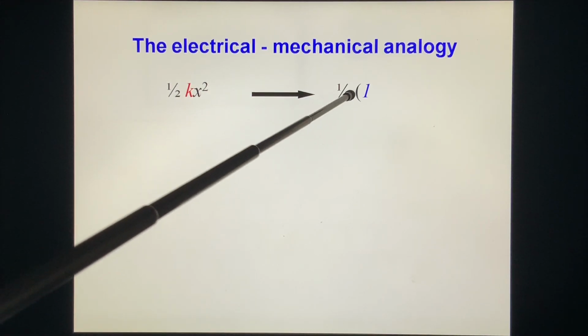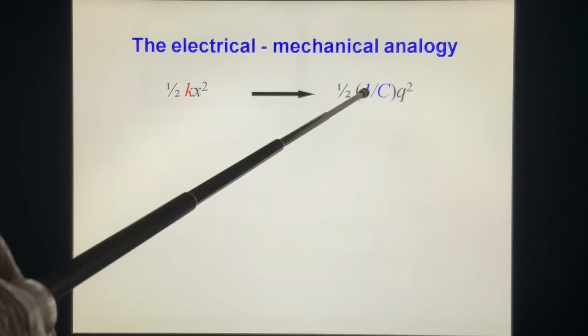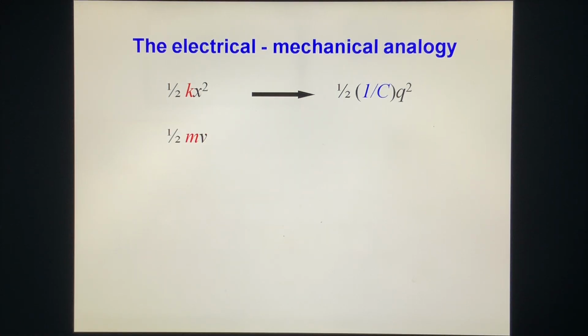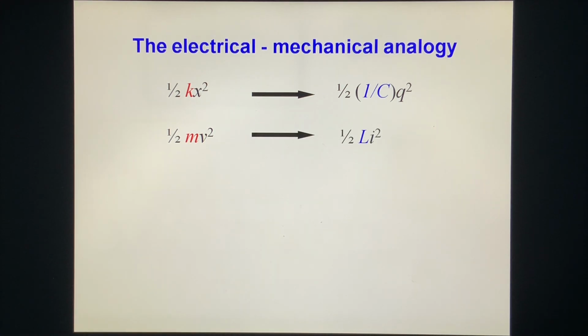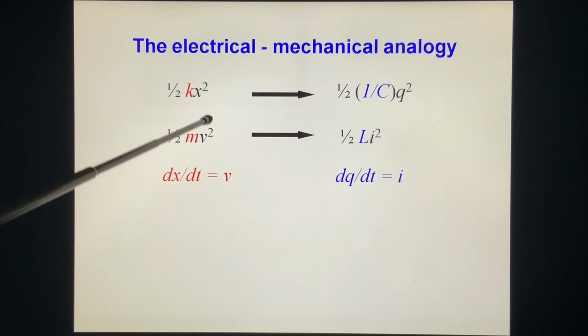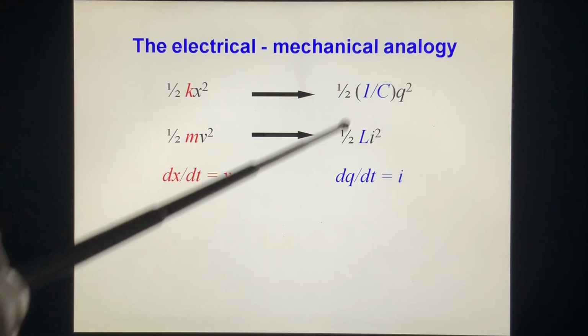The electrical-mechanical analogy. Half kx squared, the potential energy of the spring, is equivalent to half 1 over C times Q squared, the electric energy in the capacitor. Half mv squared is similar to half L i squared. Here we see dx/dt equals v, and dq/dt equals I, so that's why they're similar.